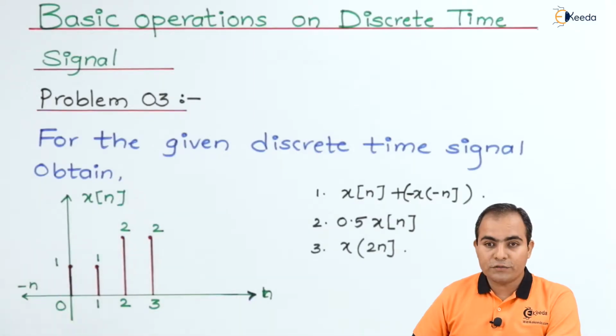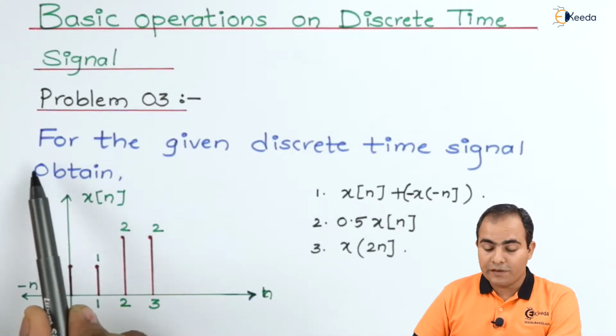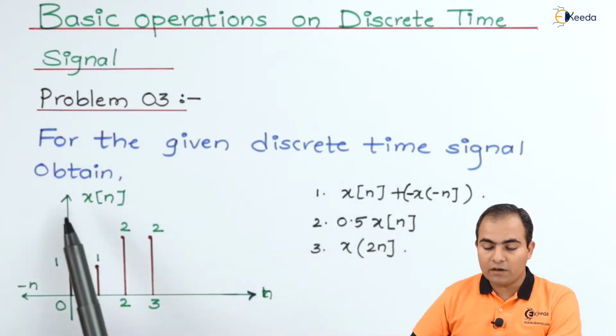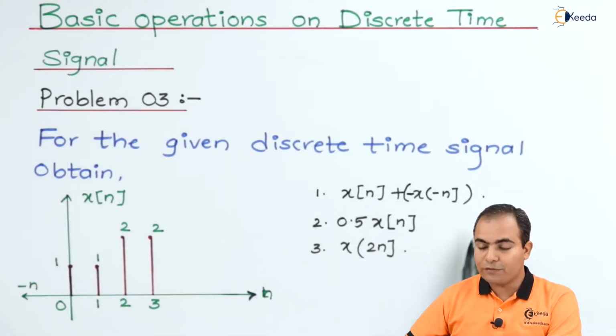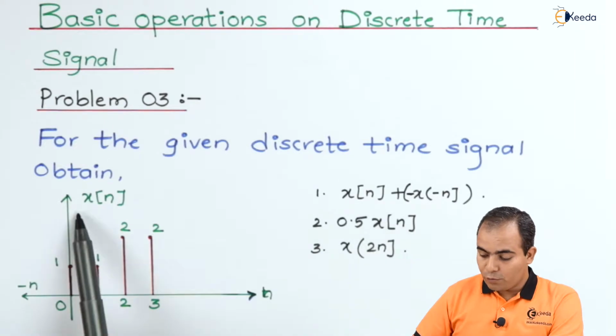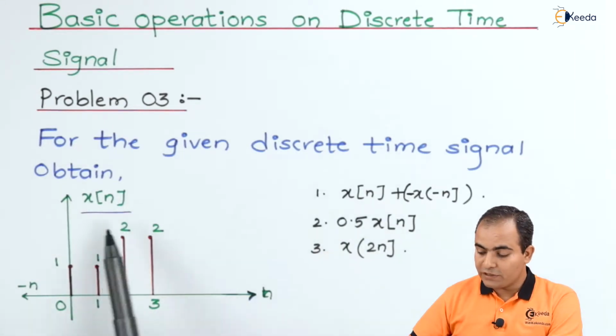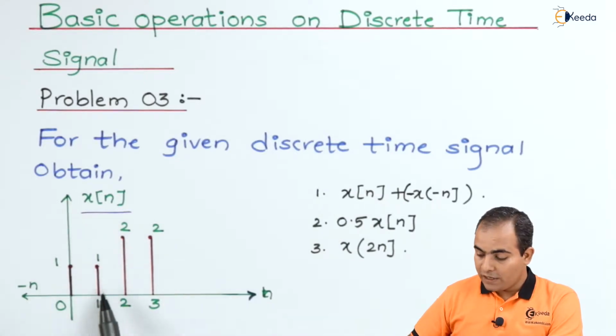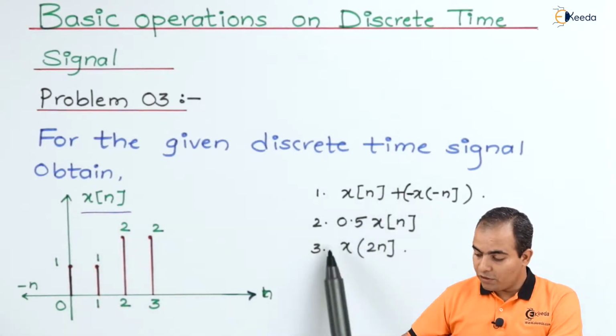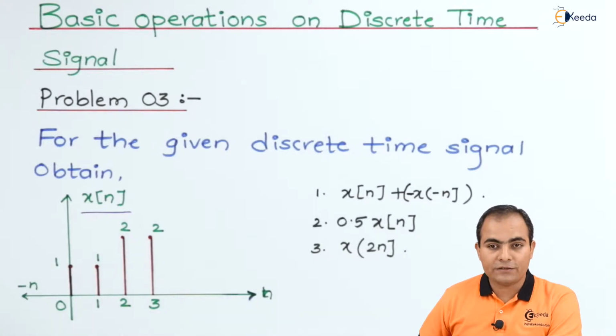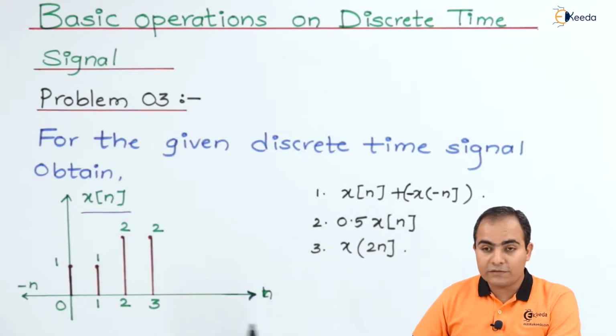Now, look at this question. What is mentioned? Problem number 3. For the given discrete time signal, obtain these things. We are going to find out. For this question, x of n is given, and we have to obtain all these three parts using x of n.